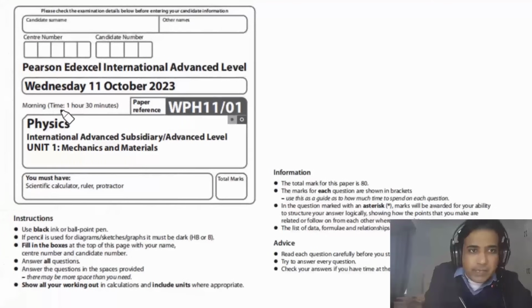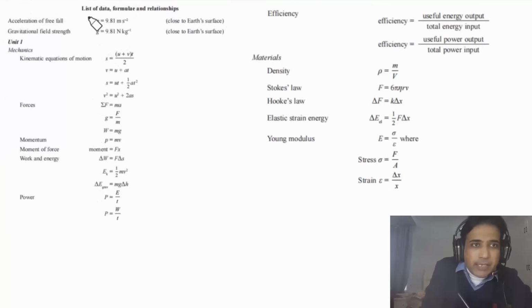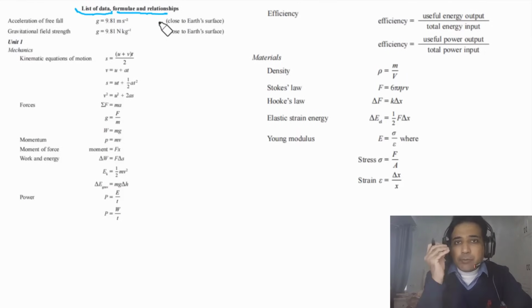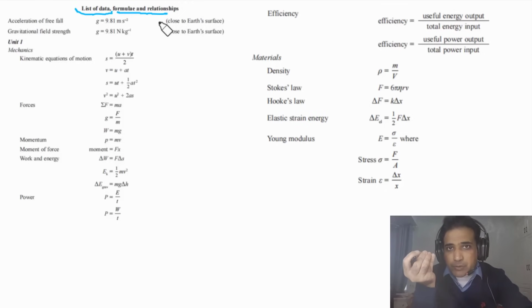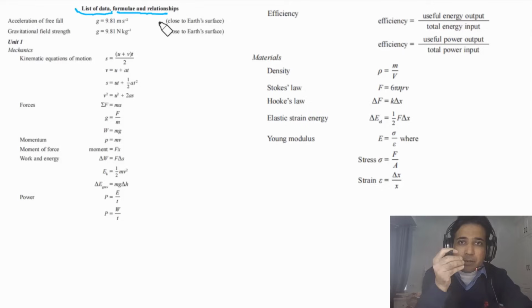Total time for this exam is 1 hour and 30 minutes. You need to answer all questions on this paper and the total mark for this paper is 80. On the last page of the exam, you can also find some important data and some important formulae. If you need any formulae or have forgotten any, you can go to the last page of the exam paper and double check. Some important formulae are given to you.